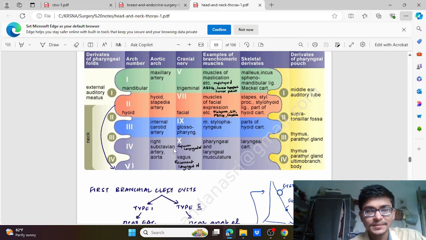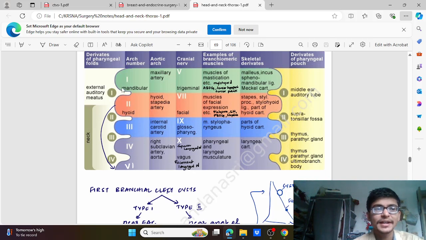Then the fourth arch has laryngeal cartilage in the skeletal part, muscles of the pharynx and the larynx, the superior laryngeal nerve, and the right subclavian artery and aorta. Then the sixth arch has nerve supply by the recurrent laryngeal nerve.